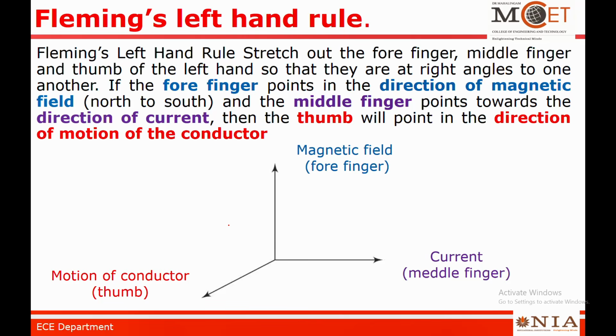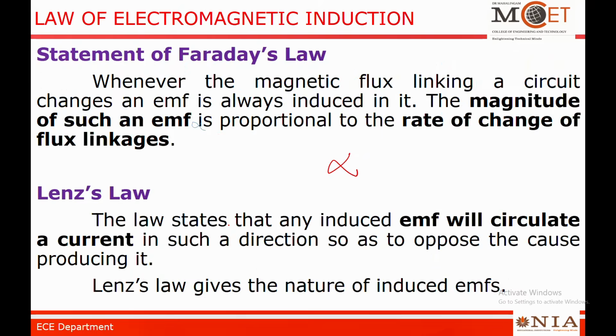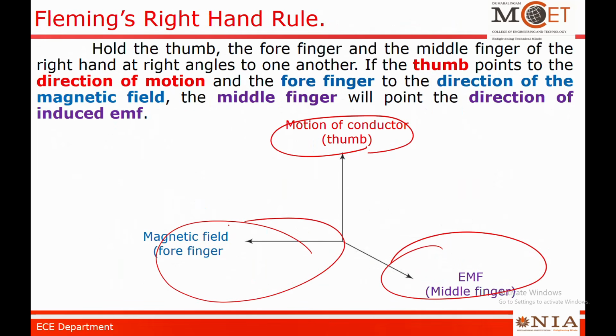Whereas the middle finger in the left hand rule indicates the current. In the right hand rule it indicates the EMF. This is the different term. Here in the right hand rule, the middle finger indicates the direction of the induced EMF, which means the EMF is induced when the conductor moves in the magnetic field.